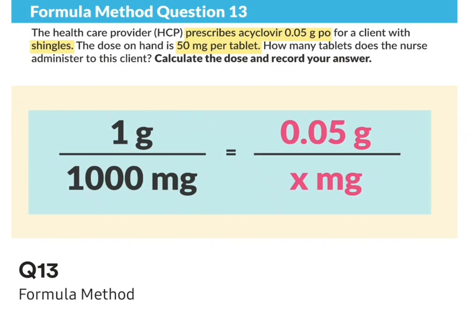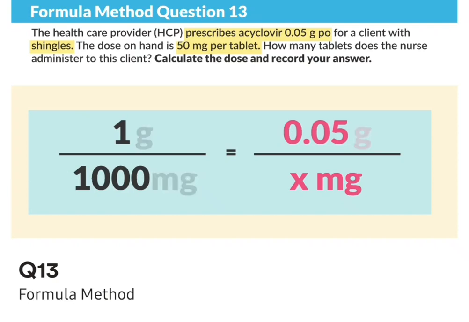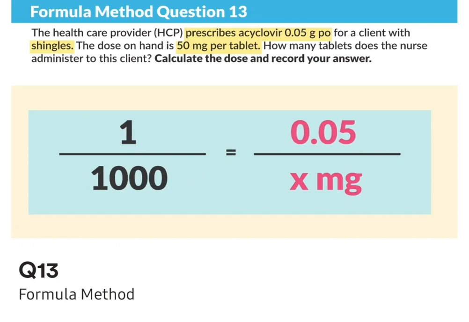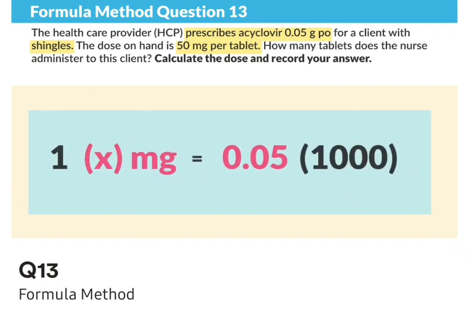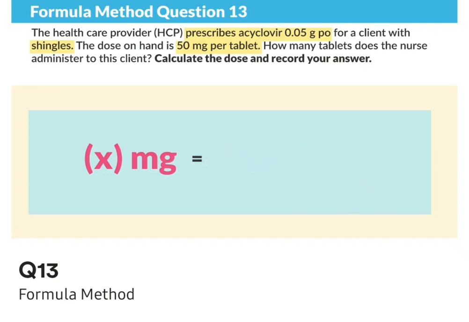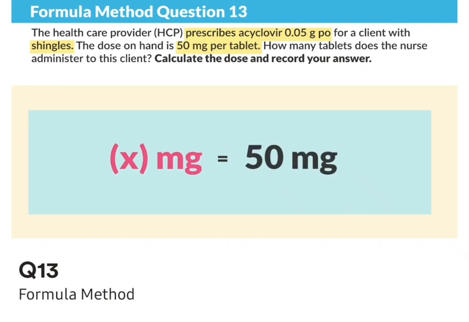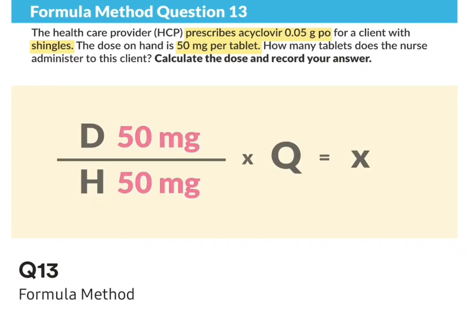So we have 1 gram over 1,000 milligrams because there's 1,000 milligrams in 1 gram. So drop the unit of measurement for everything except for X. So we're going to cross multiply to solve for X here. So 1X milligram is 0.05 times 1,000. So our X milligram here is 50 milligrams. The new desired prescribed dose is now 50 milligrams here.